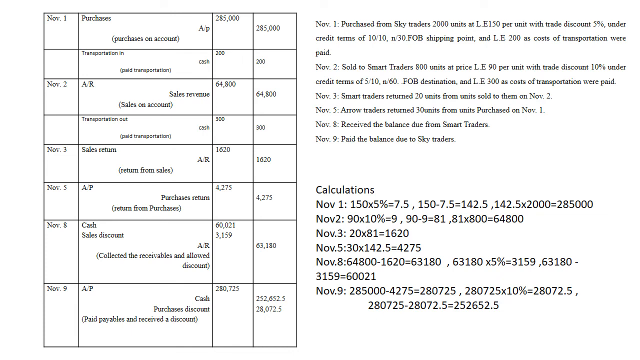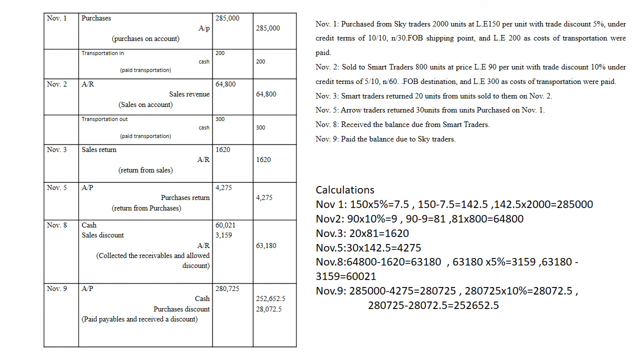So at the time of collecting the cash, the amount of cash collected was less than the accounts receivable to be closed. The accounts receivable to be closed is 63,180. But the cash collected is less. Why is it less? Because we are giving a cash discount. That's why I told you when I was explaining the difference between cash discount and trade discount. Cash discount appears in the accounting books. It was recorded as sales discount.